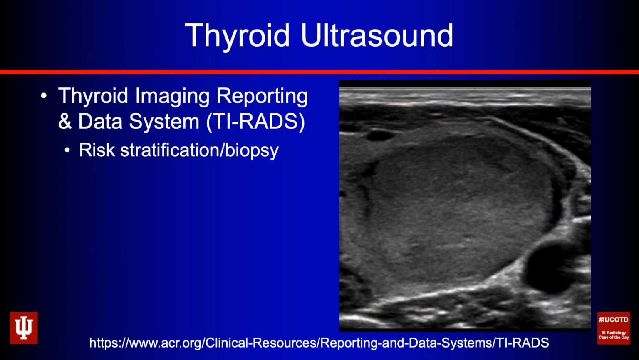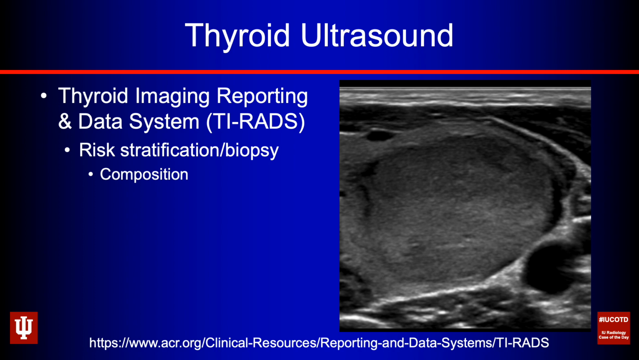Okay, so first up, let's talk about reporting thyroid ultrasounds, because this is an area where I think there's some really nice guidance that you can have right at your fingertips. The first is the Thyroid Imaging Reporting and Data System, or TI-RADS, which comes from the ACR, the American College of Radiology. I like this because it's a really nice, concise risk stratification and biopsy tool. It's a paradigm, really.